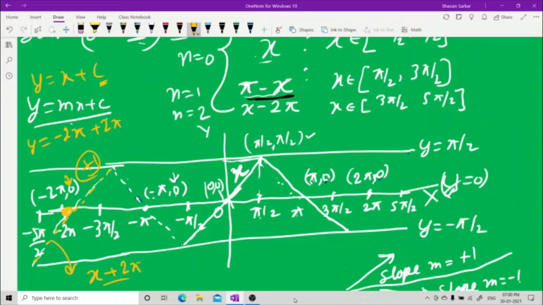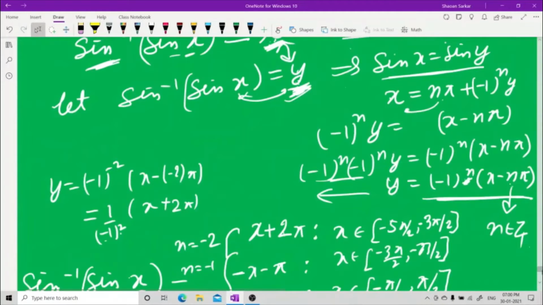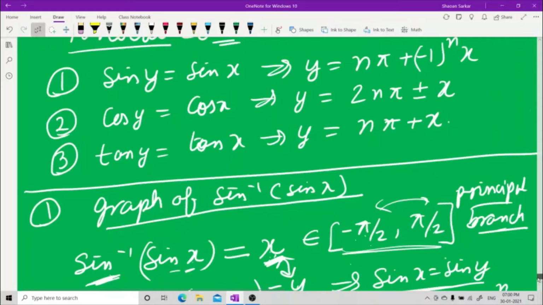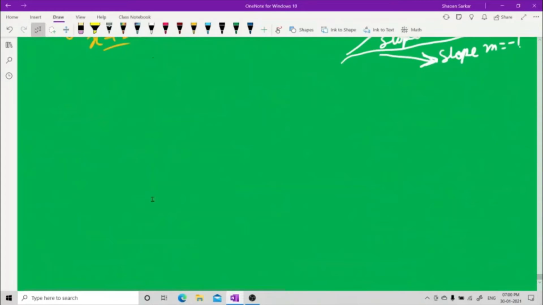See here, these are the two ways of doing the same thing. I told you both the methods; whichever method you like, you can use it. This graph is important, how the graph is behaving. Now the next graph is, wait a minute, let me rub all that.